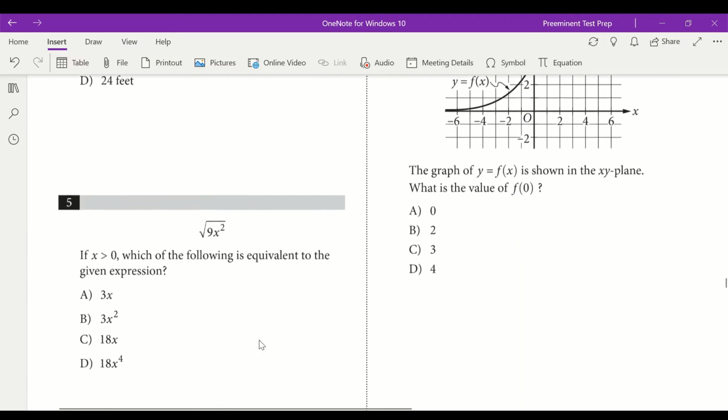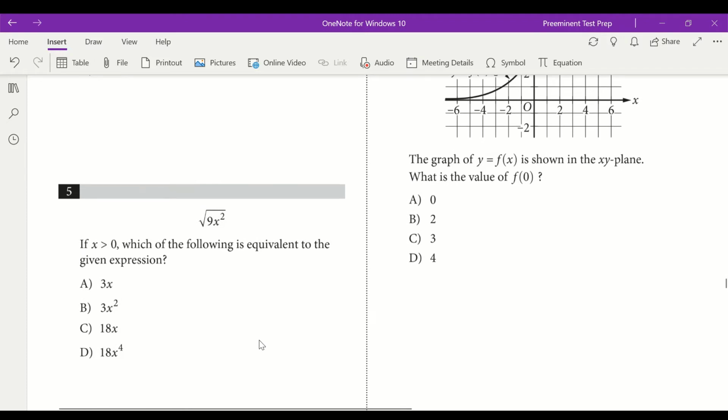Question 5. If x is greater than 0, which of the following is equivalent to the given expression? The square root of 9x squared. So the square root of 9x squared, we know that 9 is equivalent to 3 squared. So we have 3 squared x squared. So the square root of 3 squared x squared just becomes 3x. So the answer is A.